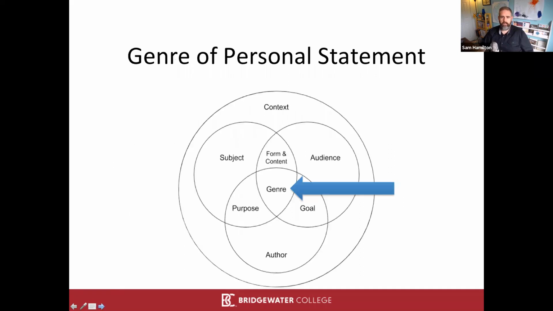All right, so now let's move on to the genre. So now we've talked about, again, and notice I haven't yet talked about the author or the purpose yet, but we've talked about the audience, we've talked about the goals, we've talked about the subject, we've talked about the context and the form and the content.